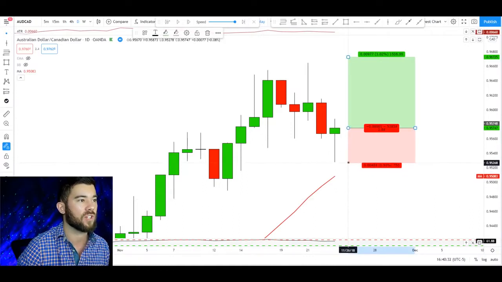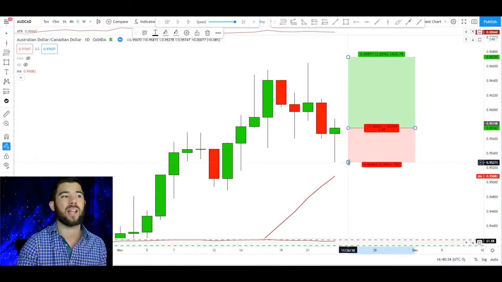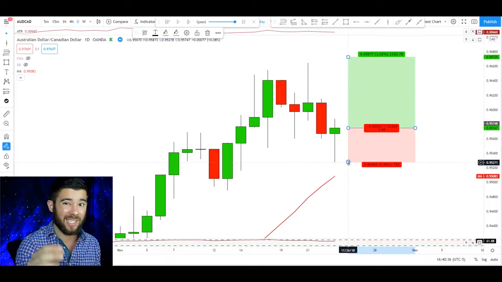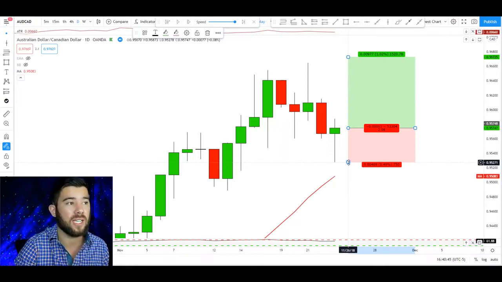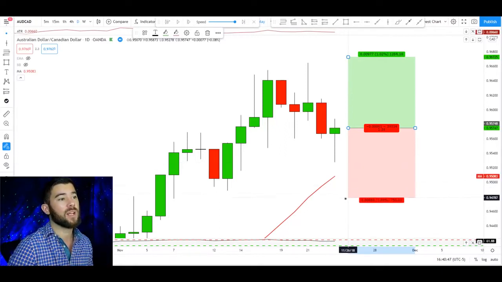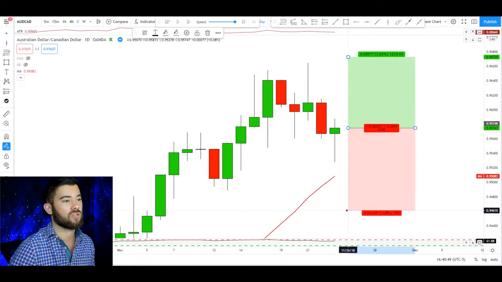So let's go down to our swing low. Our swing low is right at 47 pips. That plus 66 is 113 pips. So we have a 113 pip stop loss on this specific trade.